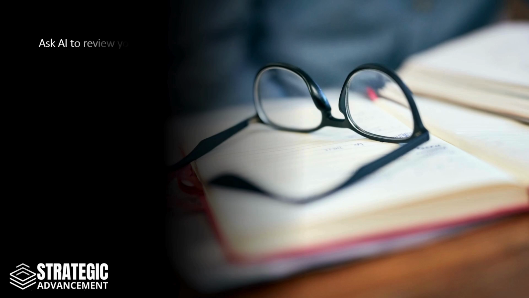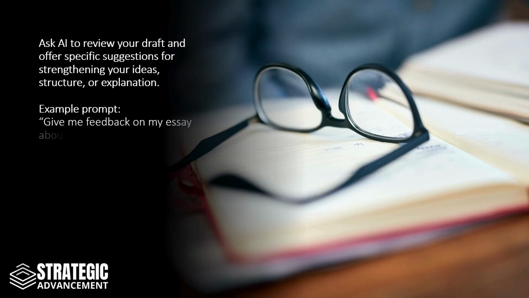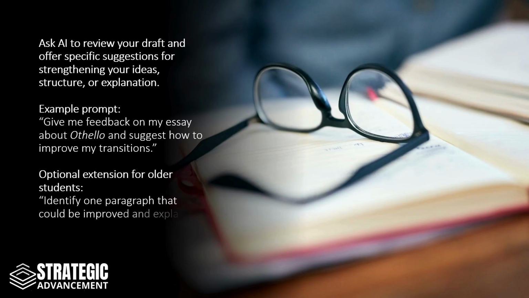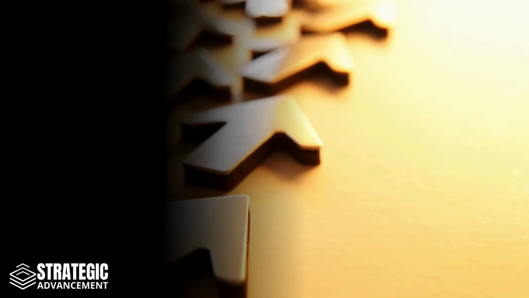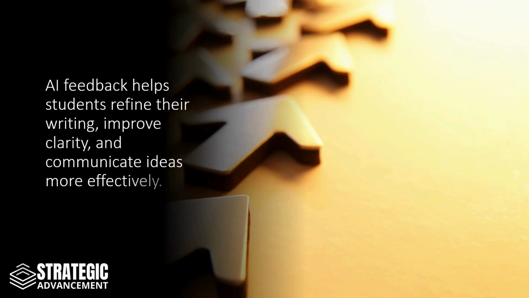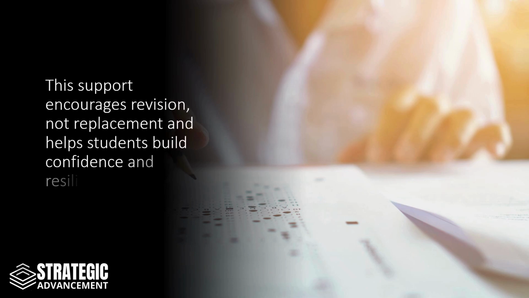Ask AI to review your draft and offer specific suggestions for strengthening your ideas, structure, or explanation. Example prompt: Give me feedback on my essay about Othello and suggest how to improve my transitions. Optional extension for older students: Identify one paragraph that could be improved and explain why. AI feedback helps students refine their writing, improve clarity, and communicate ideas more effectively. This support encourages revision, not replacement, and helps students build confidence and resilience as writers.